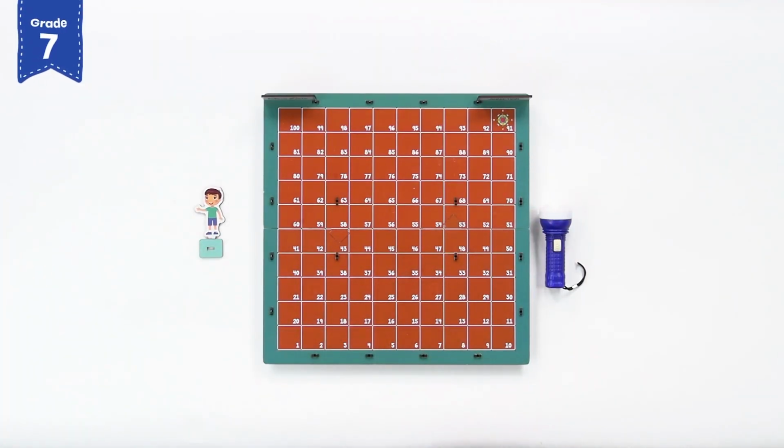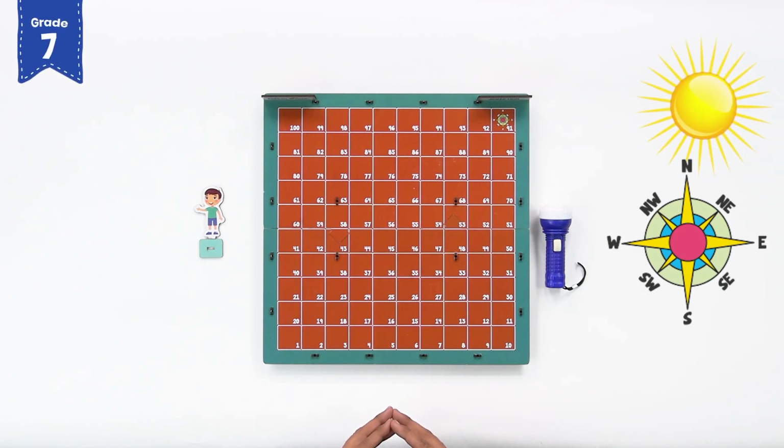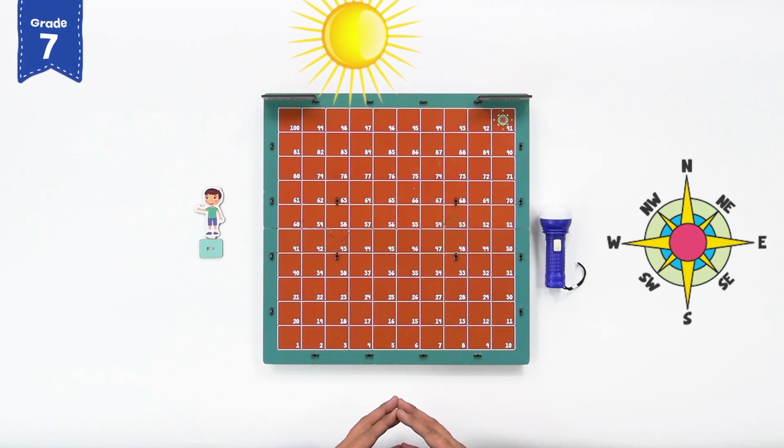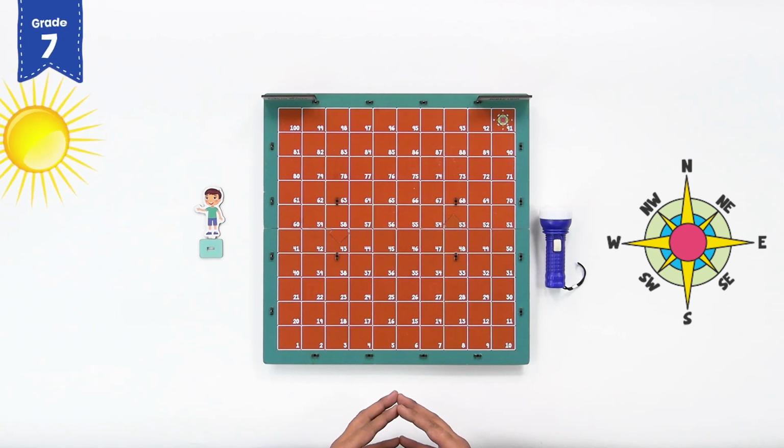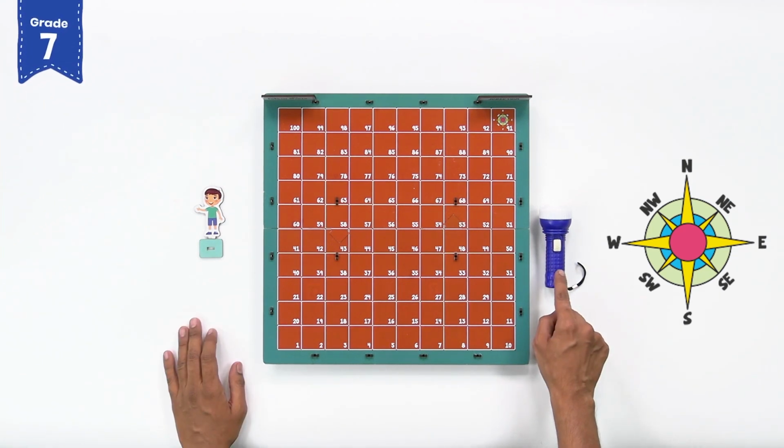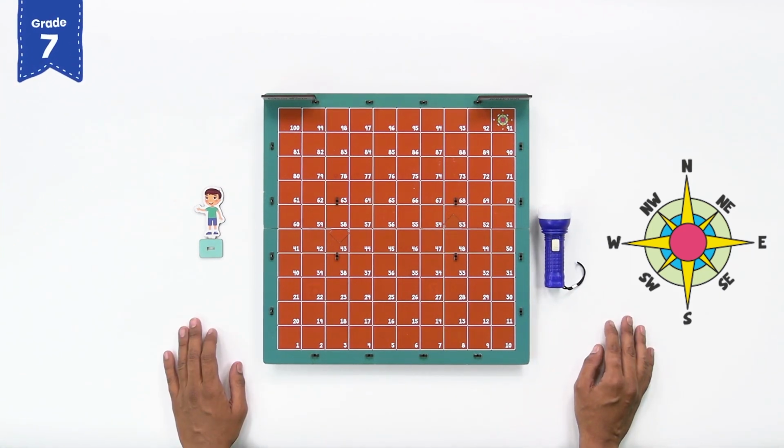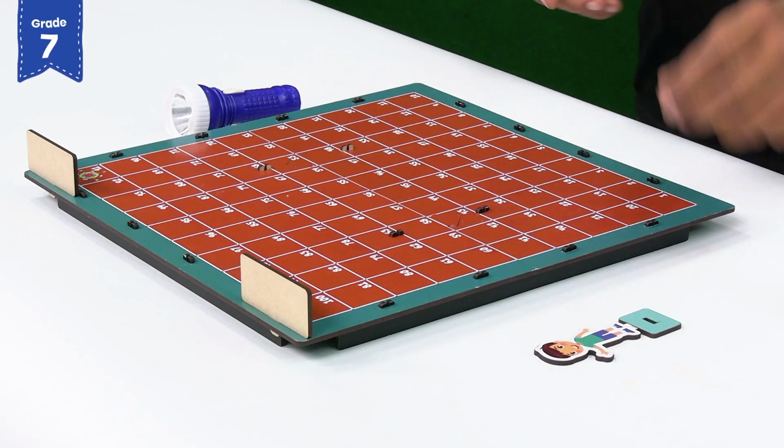After assembling the direction sense test board, place it over a flat surface or a table. We know that the sun rises from the east in the morning and sets in the west in the evening. We will put on the torch in such a way that light rays will fall from east to west. Let us study some scenarios when the torch acts as the rising sun.